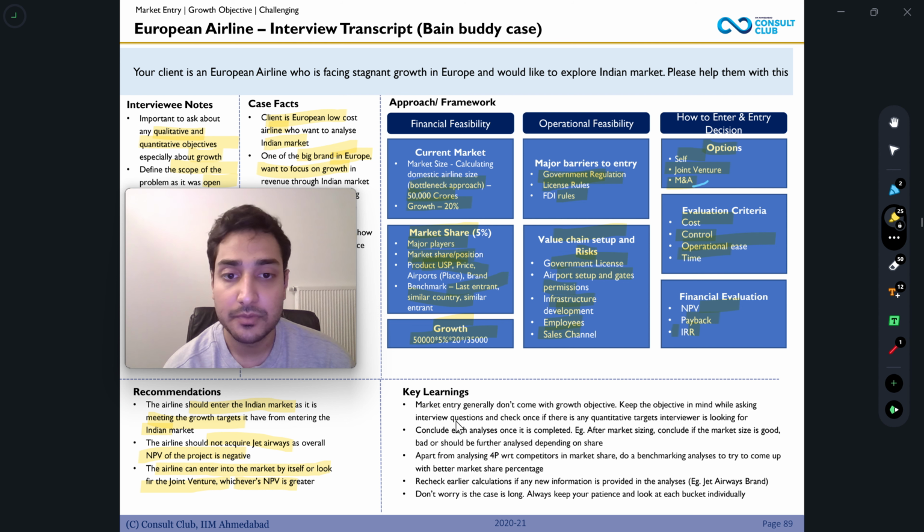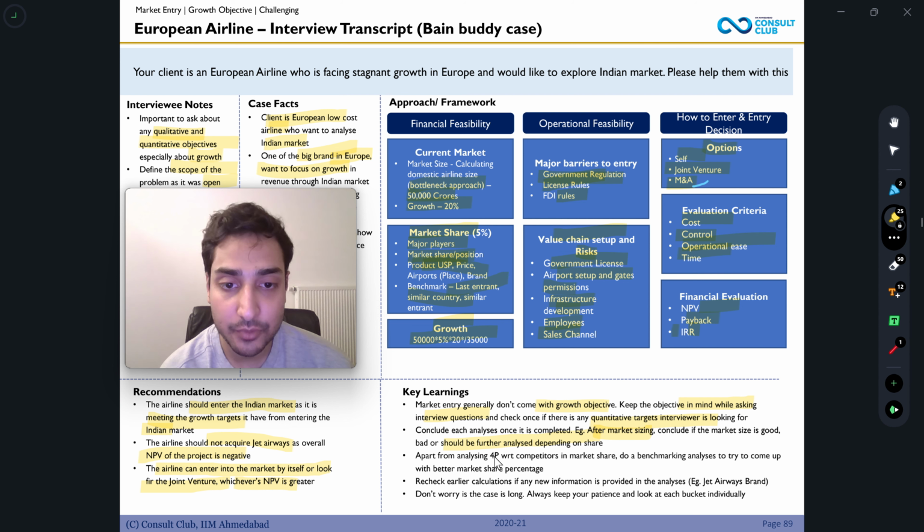What are the key learnings of the interview? Market entry generally doesn't come with the growth objective. Keep the objective in mind while asking interview questions. Check once if there are any quantitative targets the interviewer is looking for. Conclude each analysis once it's completed. Example, after market sizing, conclude if the market size is good or bad and should be further analyzed. It is very important that after every analysis you provide a conclusion in between the interview also, not just at the end, so that you also keep track of where exactly the direction of the interview is going.